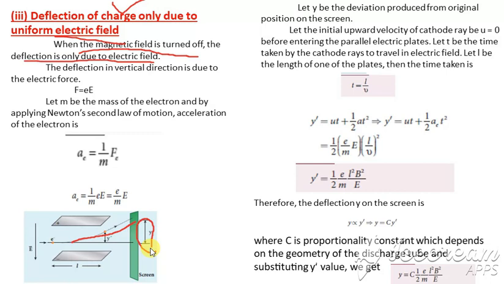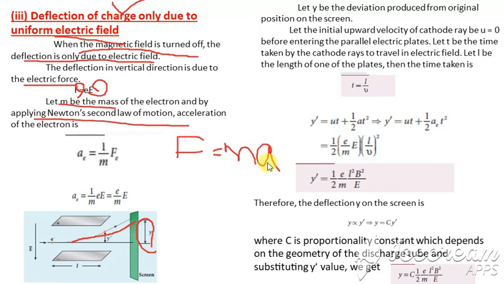The deflection in the vertical direction is only due to what? The electric force. So for the electric field, the formula is what? F is equal to E into e. Here let m be the mass, then according to Newton's second law. What is Newton's second law? We know F is equal to m into a. From this, if you need the value of a alone, bringing this m down, we get a equal to 1 by m into F. Here substitute the value of F in this, so we get 1 by m into E into e. Next this can also be written as e by m into E. So we have got the value of a, just keep it as it is.